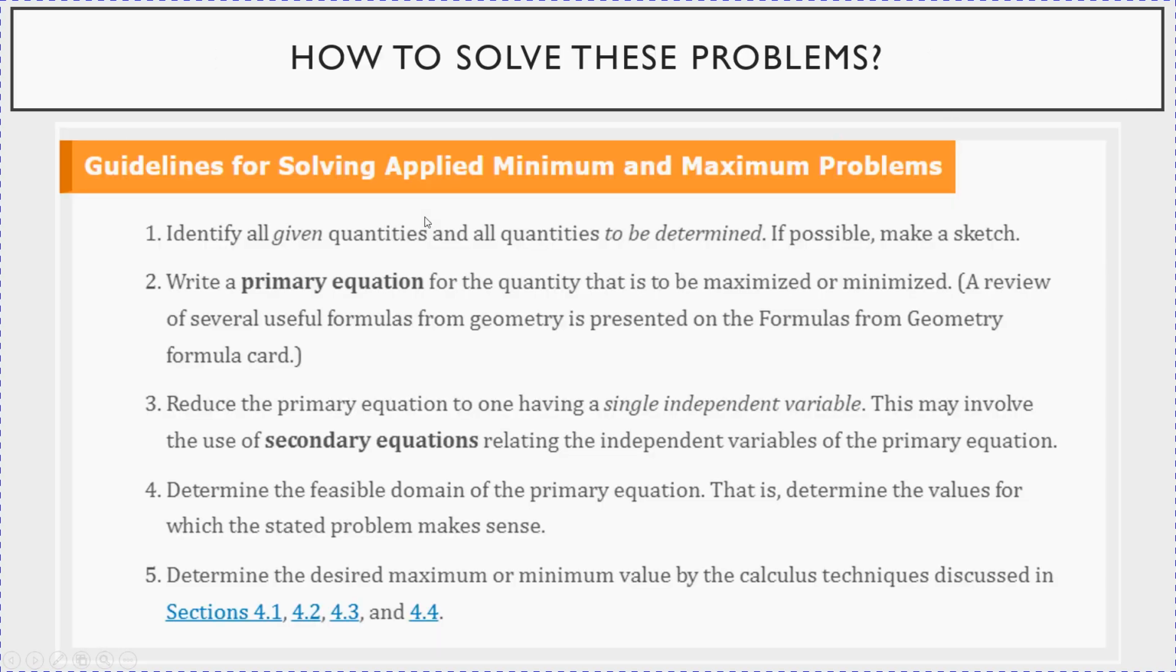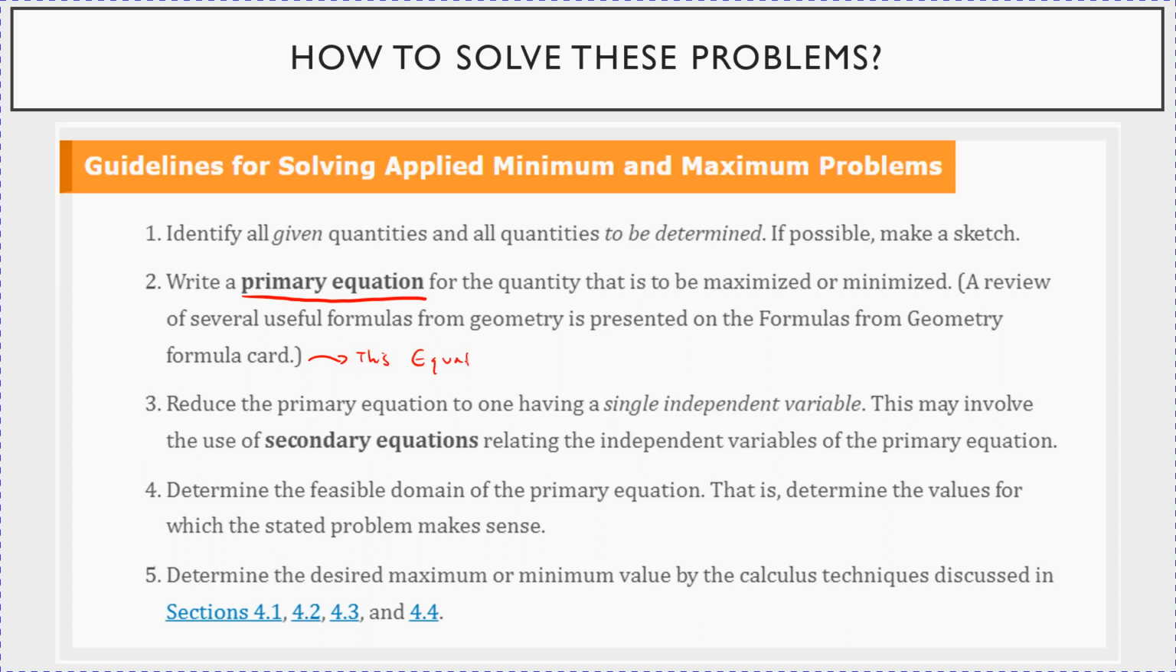So how we're going to solve these problems. The first thing you're going to do is identify all given quantities and all quantities to be determined. Sometimes it'll help to make a sketch. Then the most important thing is you need to write what's called a primary equation for the quantity to be maxed or min'd. And so this is the equation.